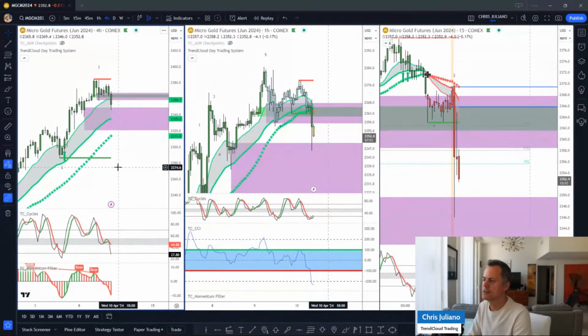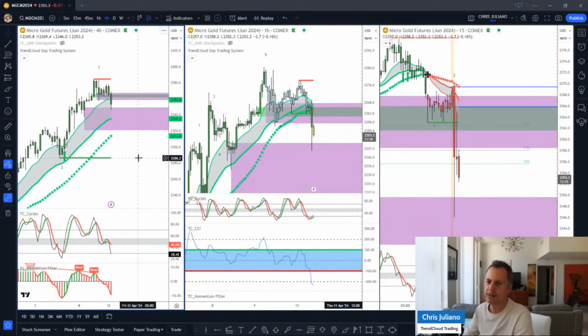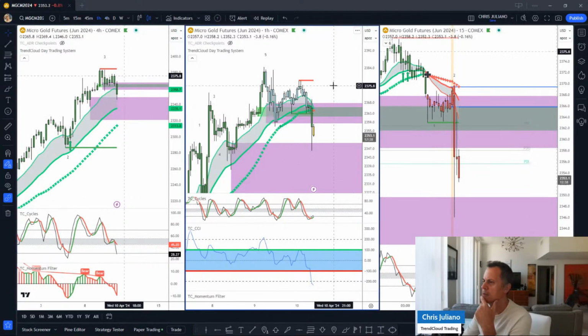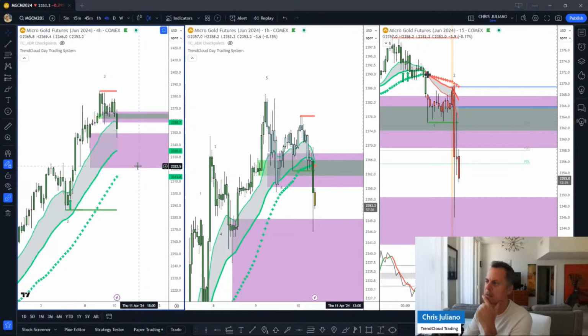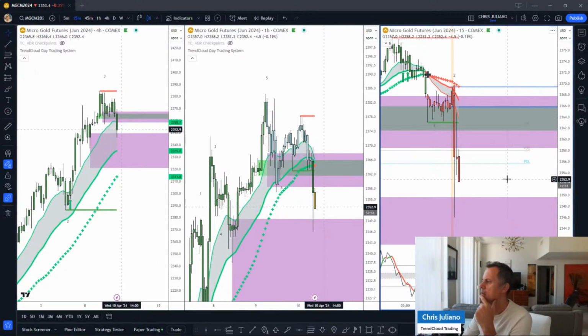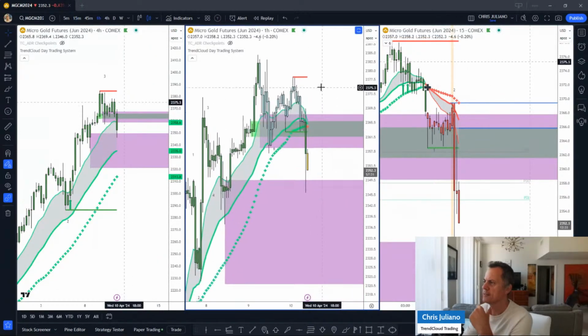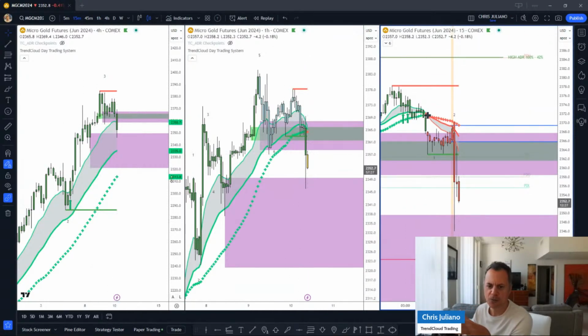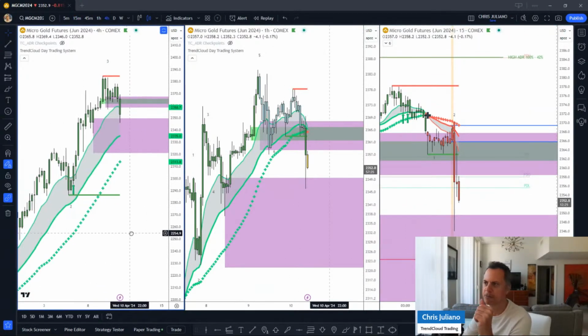So here's the lesson for today, guys. We were looking at the gold market yesterday, and we drew out these purple boxes here. Let's take a look so that we understand the significance of these purple boxes. These mysterious purple boxes that we've put on the chart, okay?